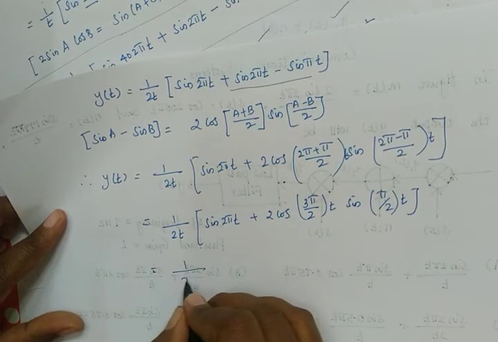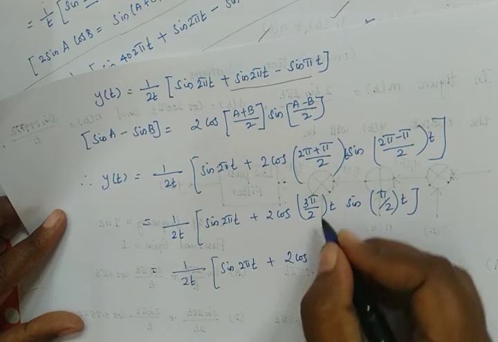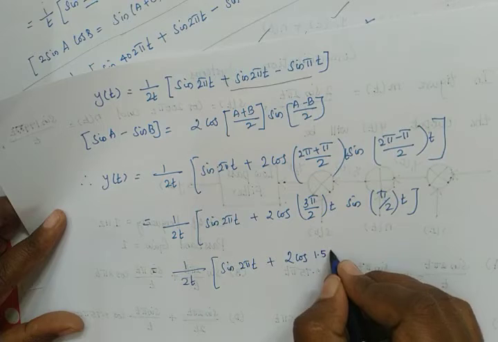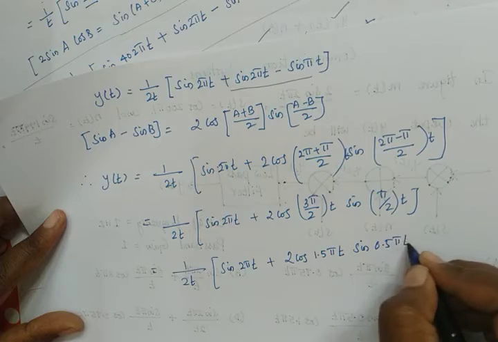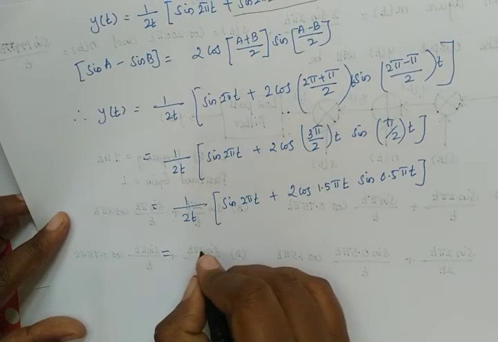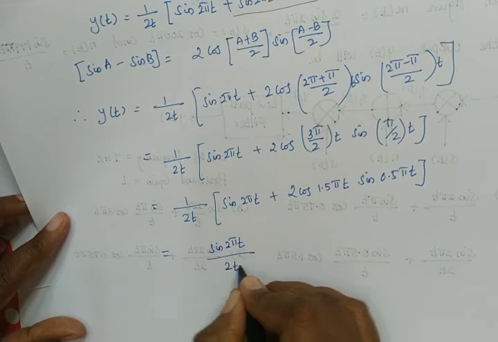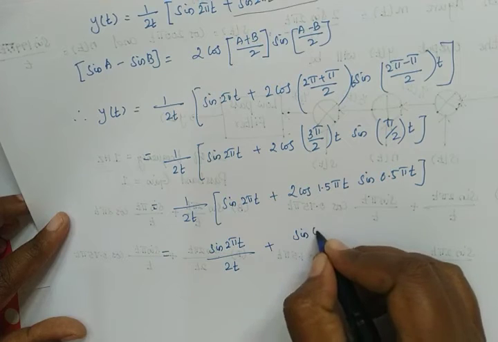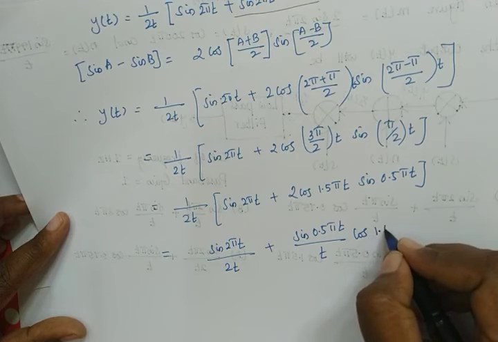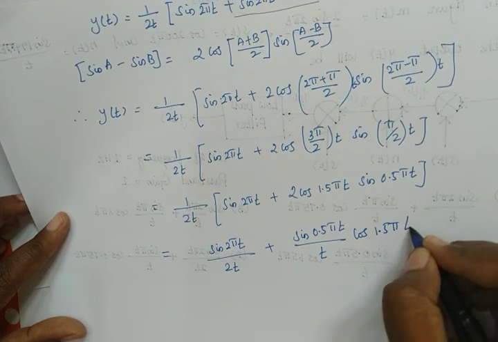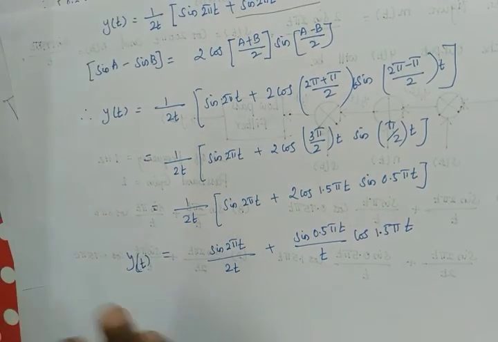So we can write this as 1 divided by 2t sine 2 pi t plus 2 cos 3 by 2, which will be 1.5 pi t, into sine 0.5 pi t. Therefore we can write this as sine 2 pi t by 2t plus sine 0.5 pi t by t into cos 1.5 pi t. That's it. This is our y of t.